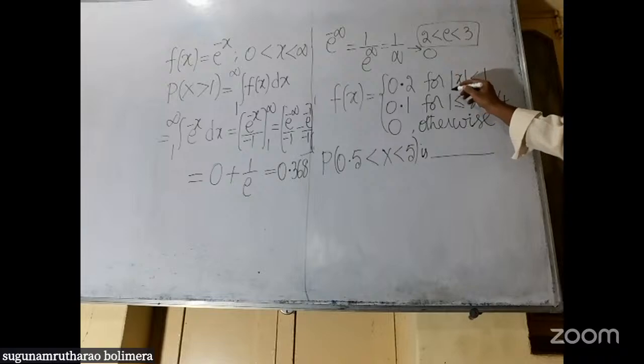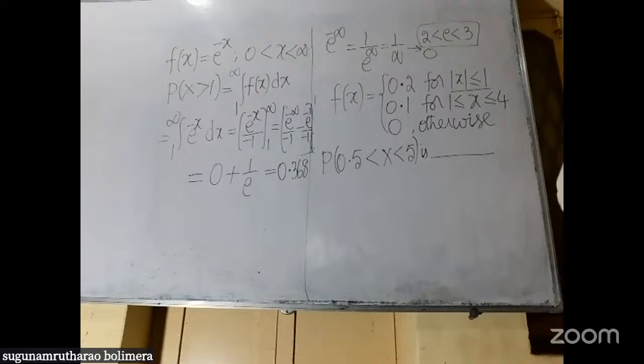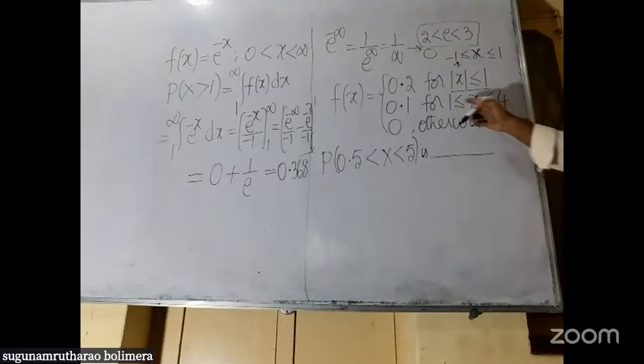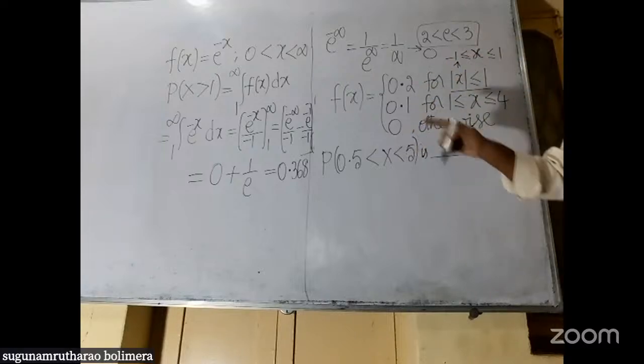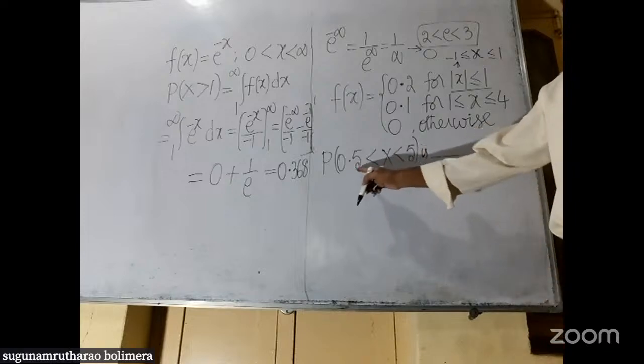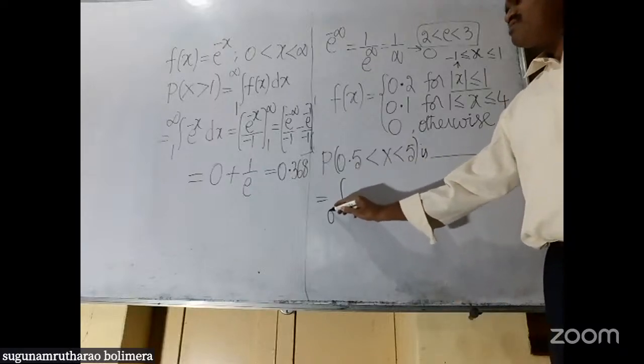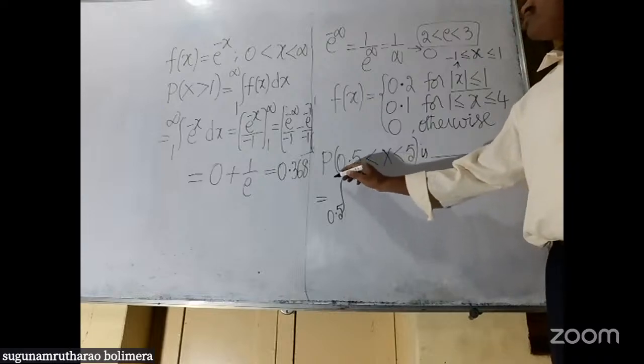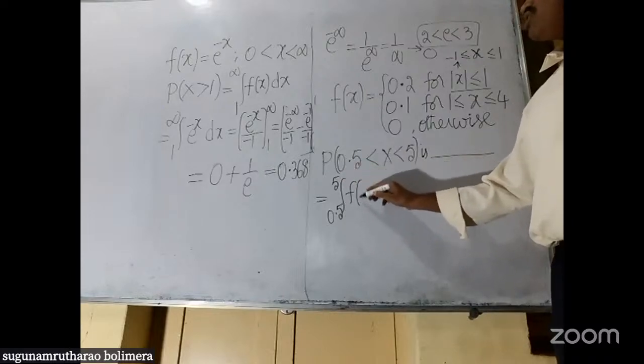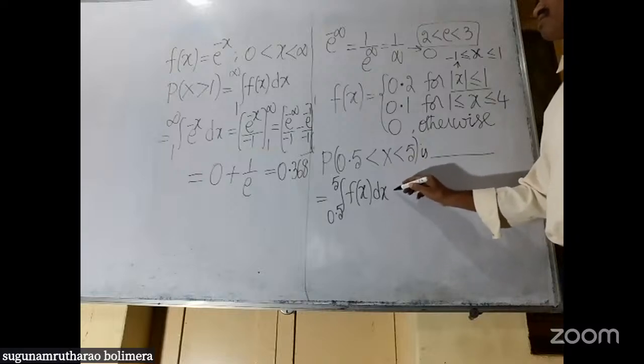Here mod x less than or equal to 1 means minus 1 less than or equal to x less than or equal to 1. Here again 1 to 4 it is 0.1. Otherwise means if it is greater than 4 or less than minus 1 it is 0. So P of 0.5 up to 5 means integral 0.5 to 5 of small f of x dx.